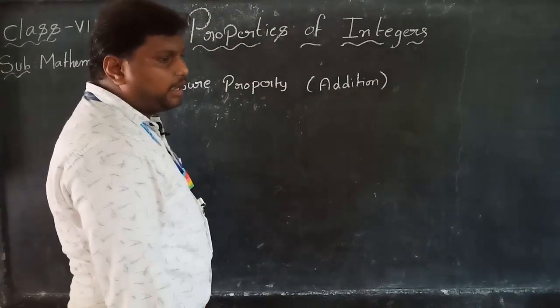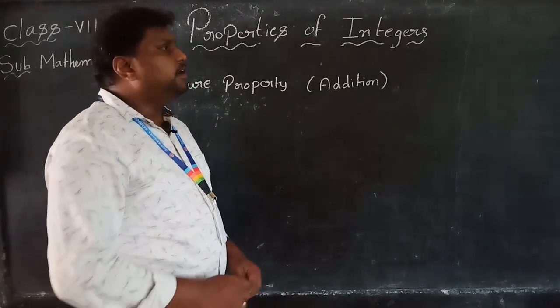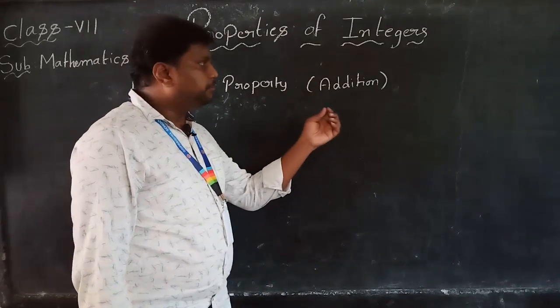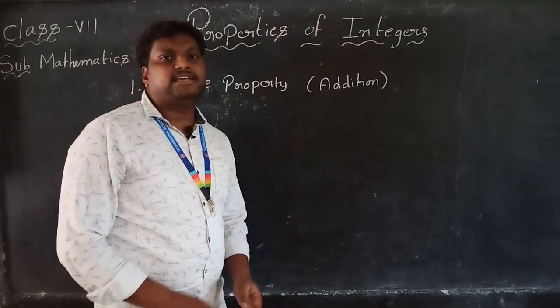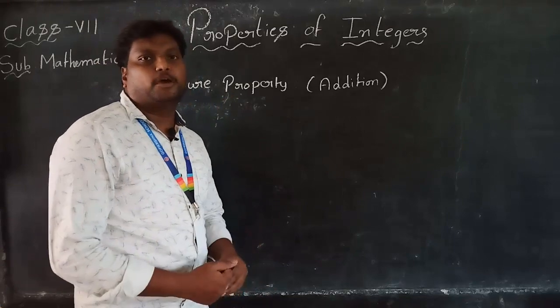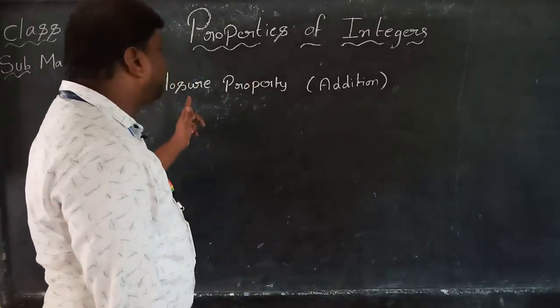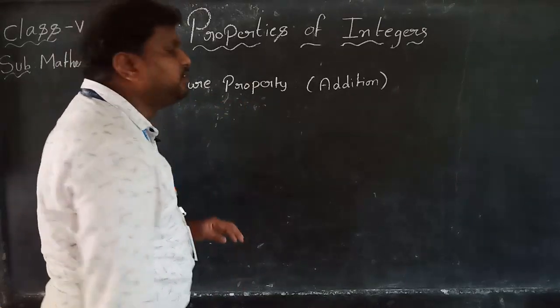Already in previous classes we studied some properties based upon whole numbers. In integers also we have some properties: closure property, commutative property, associative property, distributive property. First property is closure property under addition.